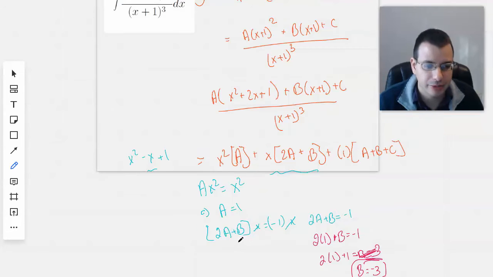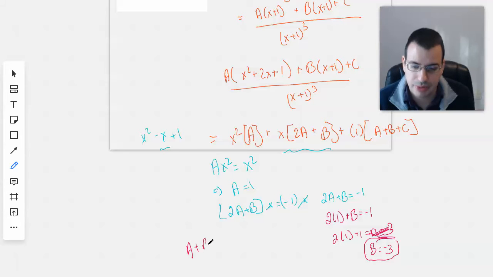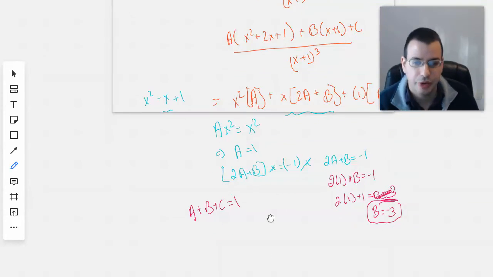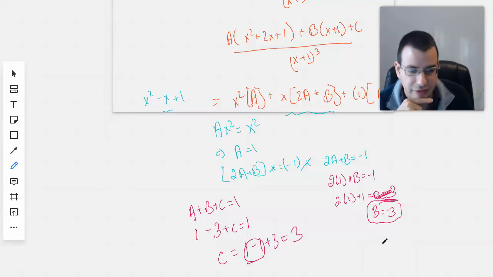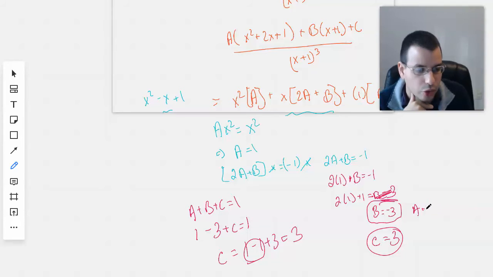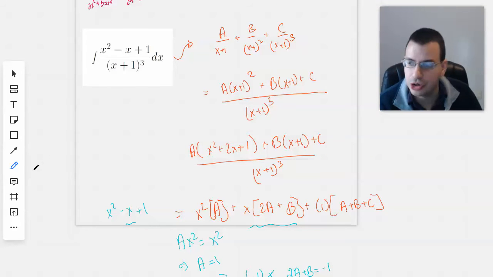Slightly bigger picture. Now we have a plus b plus c equals 1. And we know that a is 1, so we have 1 minus 3 plus c equals 1. C equals 1 minus 1 plus 3. This is 0, that's 3. So we have c equals 3. We have a equals 1. And so now we can go back to our more original equation.